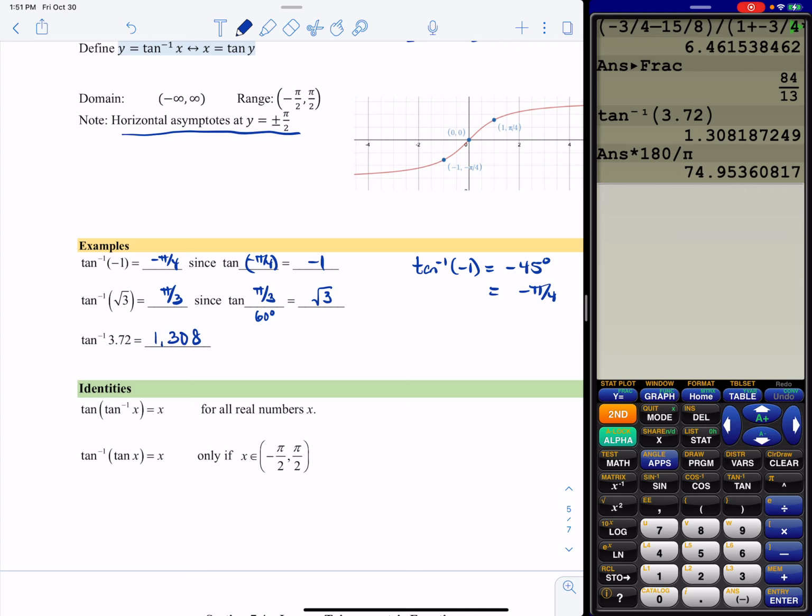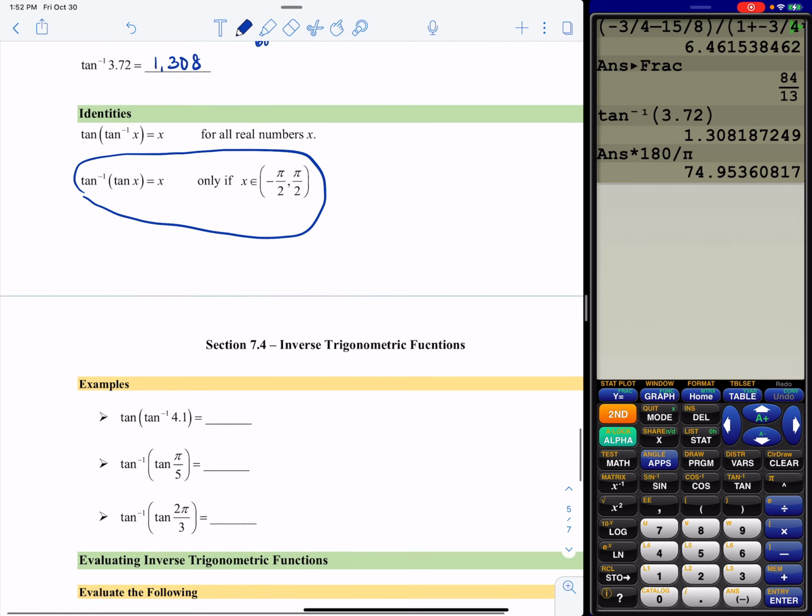Now, since we don't have all the domain and range quirks in the tangent function, if you apply the tangent to the inverse tangent, you get x. But if you apply the inverse tangent to the tangent, you're only going to get x if your angle is between negative pi over 2 to pi over 2. So this is the one to watch, because when you take the inverse tangent of something, your answer is guaranteed to be between negative pi over 2 and pi over 2. When you take the tangent of something, your answer can be anything.